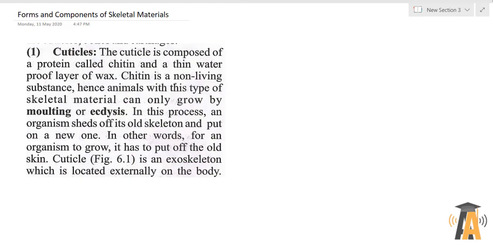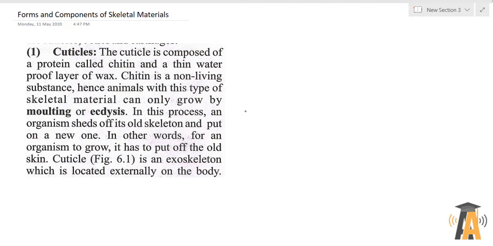Now we'll be looking at the forms and components of skeletal materials. What are the things that make up this skeleton? What are the materials that make up this skeleton? That's to say, its components. The number one we'll be looking at is cuticle.